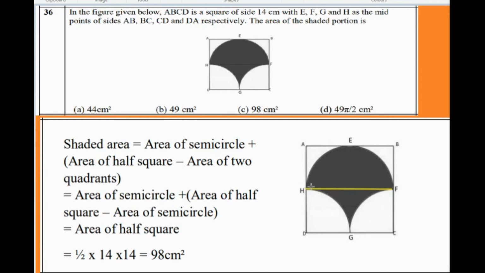So in the first part, the shaded region is the area of semicircle. In the other part of the square, it will be area of square minus area of semicircle. So we know the area of semicircle is pi r square by 2. So applying the formula, we will get the answer as 98 centimeter square. Correct option for 36th question is C, 98 centimeter square.